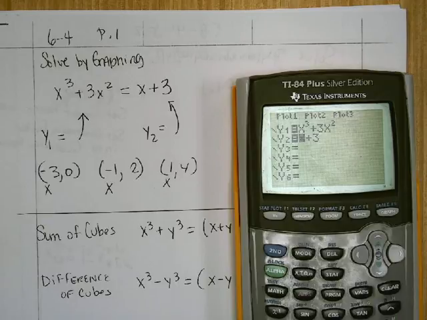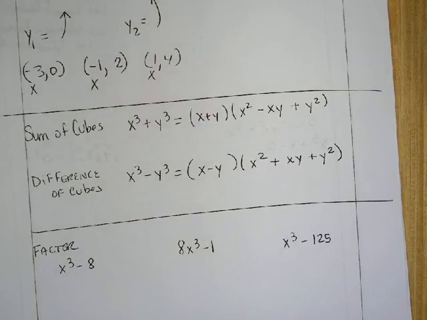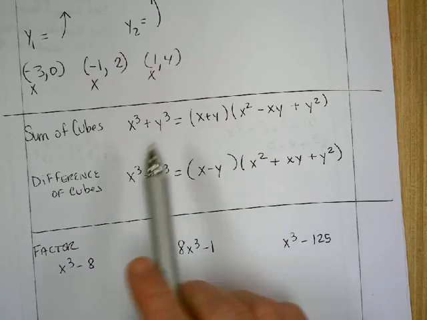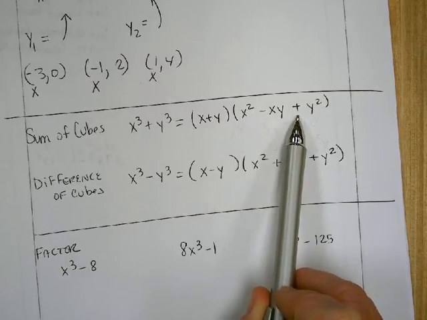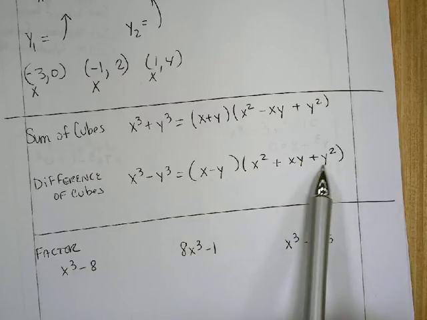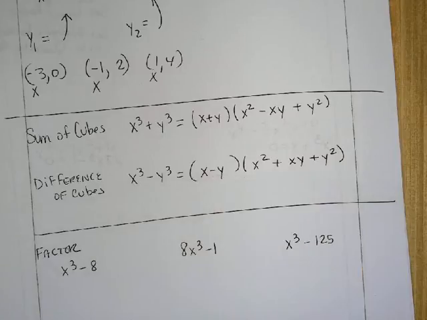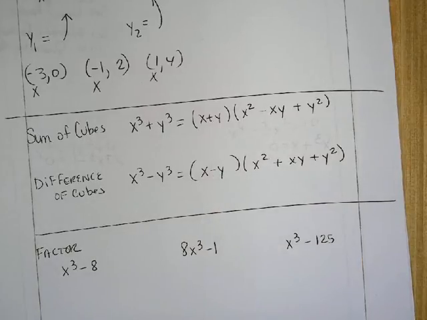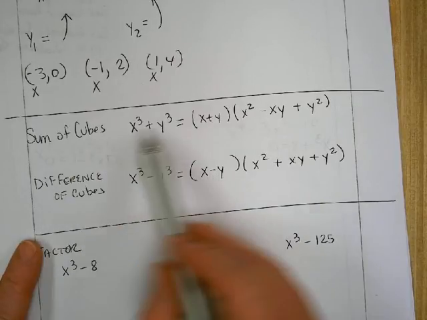Okay, moving right along. The next thing we need to talk about is the sum of cubes and the difference of cubes. Sum of cubes is factored into x plus y, and then x squared minus xy plus y squared. The difference of cubes is x minus y times x squared plus xy plus y squared. They are exactly the same except for the location of the minus sign. Each pattern has one subtraction sign in it. The difference of cubes has it in the first set of parentheses. The sum of cubes has it in the second set.